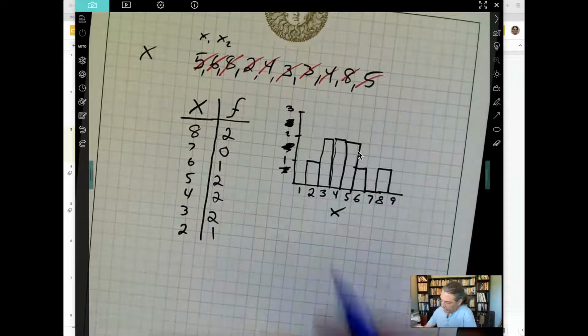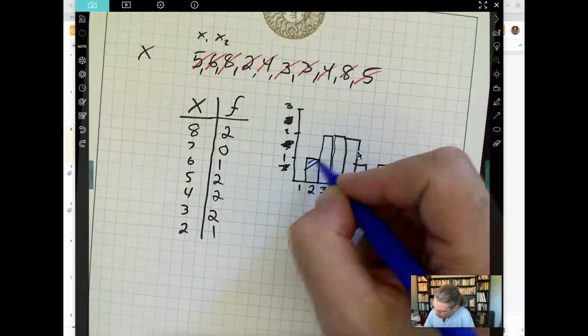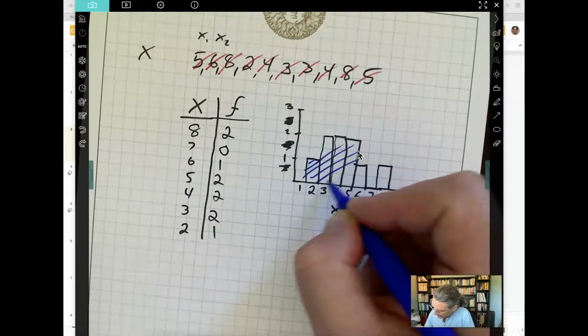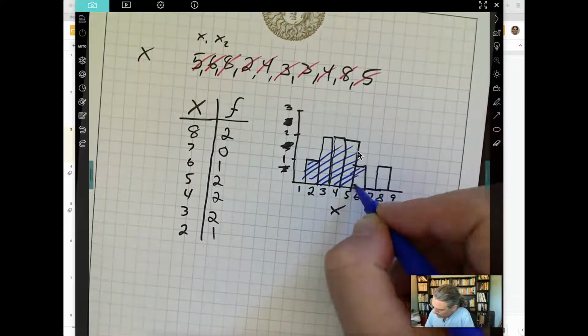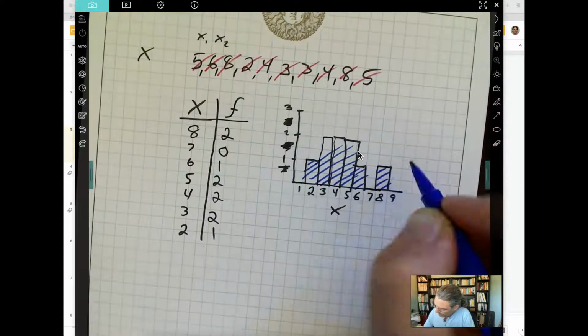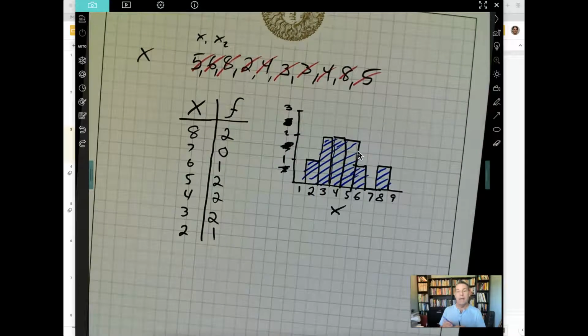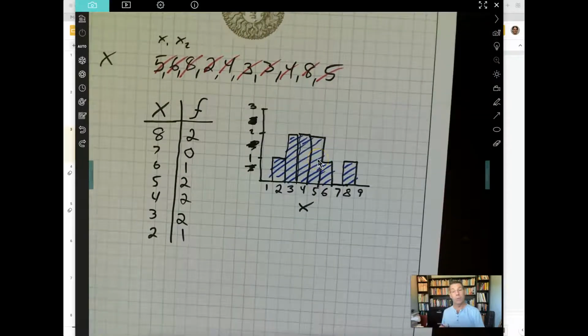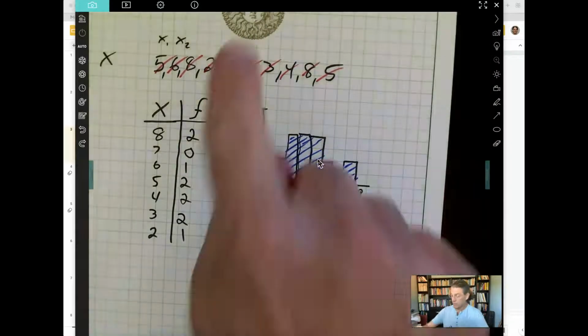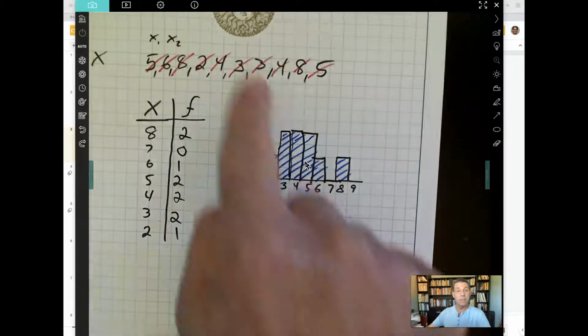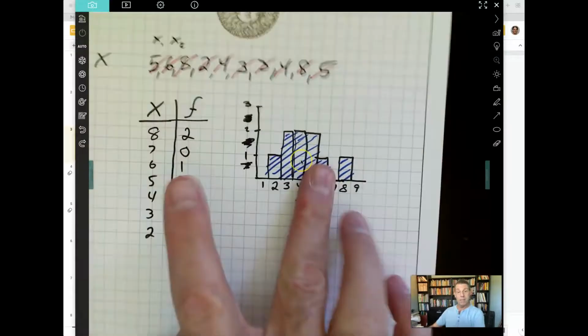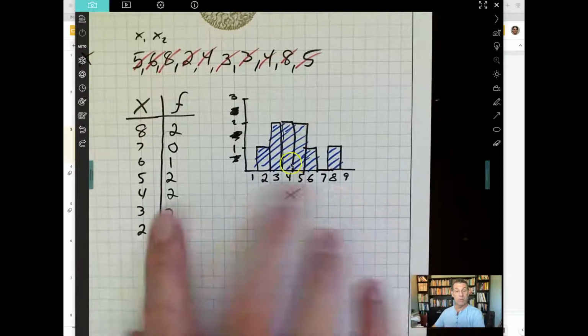So then what I can do if I want is to make this a little bit more visible. I can fill in the bar. And there is my histogram for this data. So this data is represented by this. This data is also represented by this. These two can, again, go back and forth.